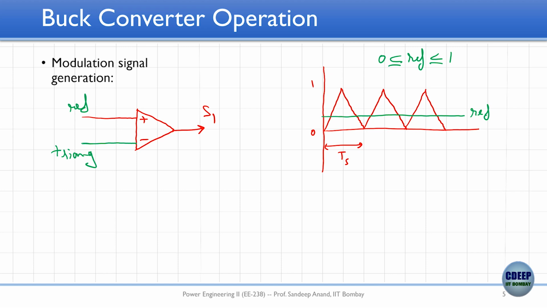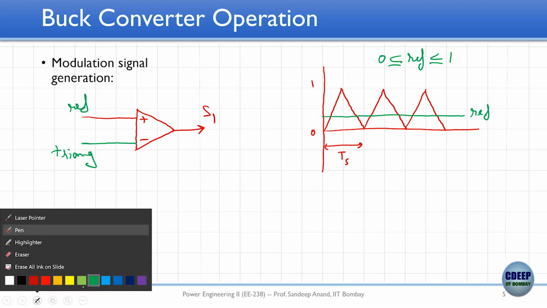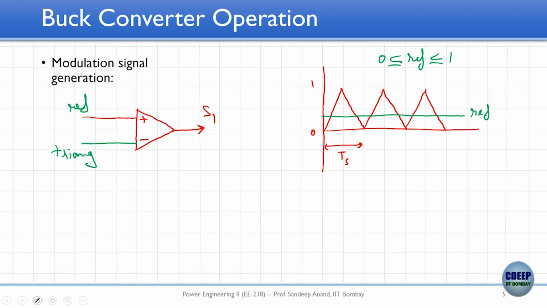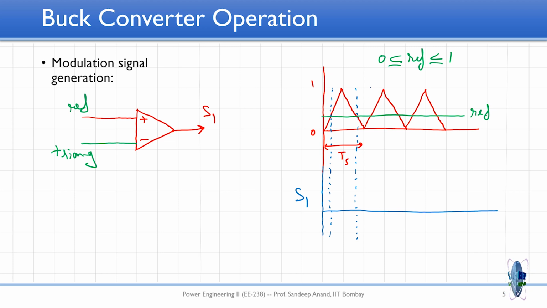So whenever reference is more than triangular, you would get an output signal S1 as high, and whenever the reference is less than triangular, you would get S1 signal which is low. Alright. So, if I have to draw the signal S1, I have to draw very carefully so that I can show you in the same timeline how things happen.